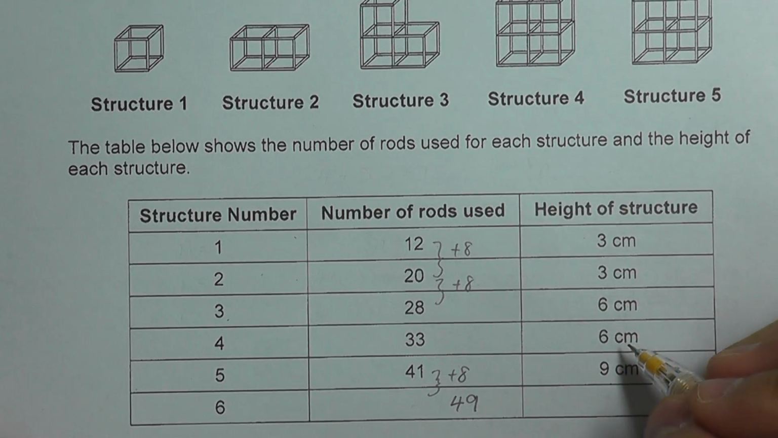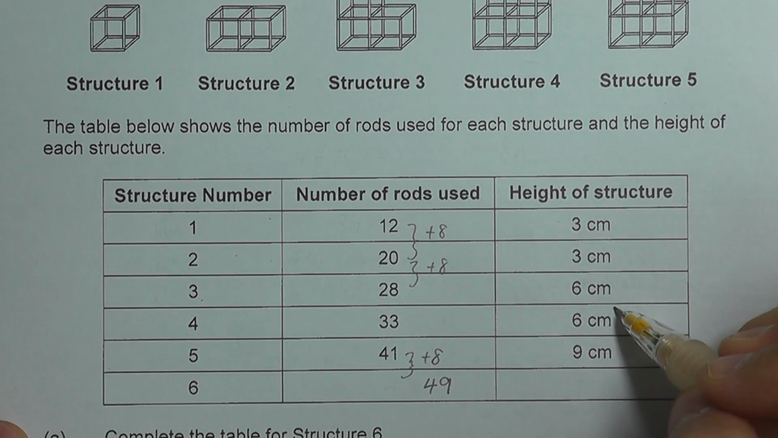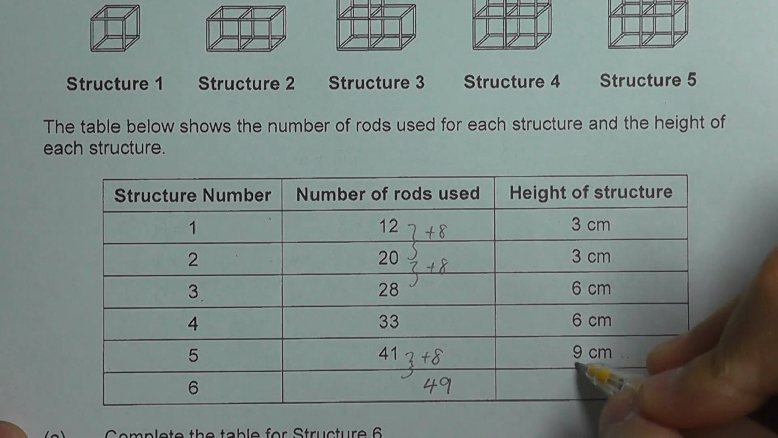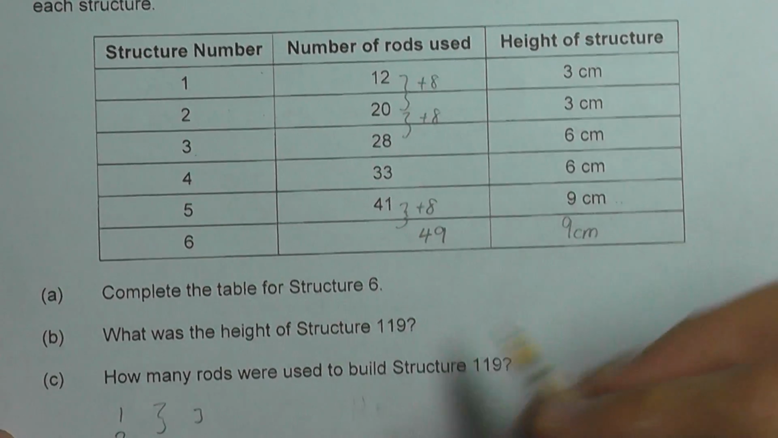And for the height of the structure, we see that for 1 and 2 they are the same. So it's 3, and then for 3 and 4 you plus 3 to it, and 5 and 6 they are the same, and you plus 3. So 5 and 6 they are the same, 6 it should be 9 cm. Okay, now we move on.